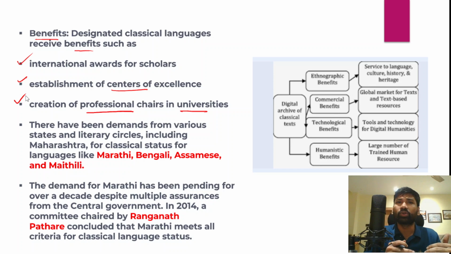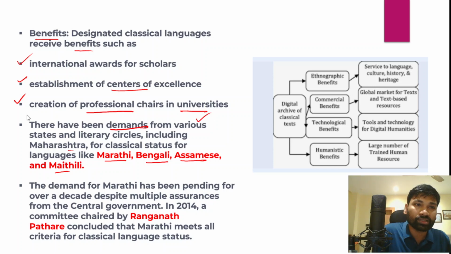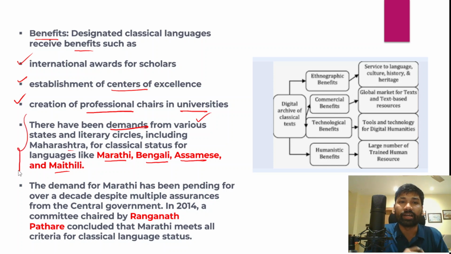However, why did the center want to change the criteria to recognize any language as a classical language? One reason was that the criteria given is very rigid and strict, and because of that reason, not many languages were included in this classical language status. However, in recent times there were increasing demands from different states and literary circles, including Maharashtra, West Bengal, Assam. What did they demand? The demand was that languages like Marathi, Bengali, Assamese and Maithili should be accorded the classical language status, right? That was the demand they have been repeatedly making.